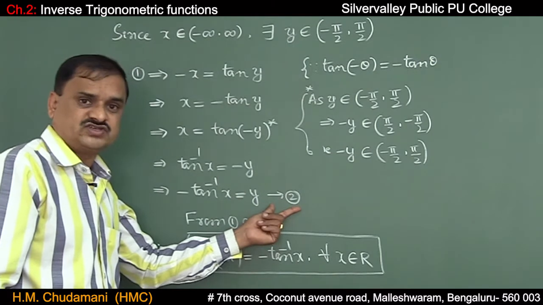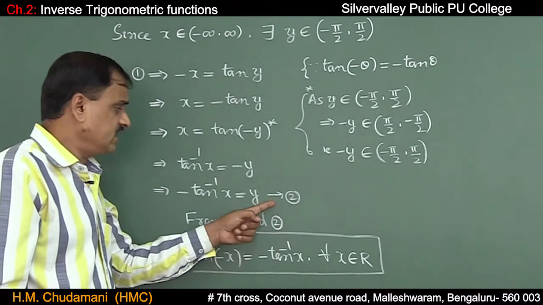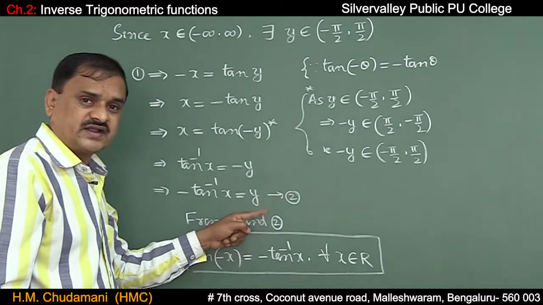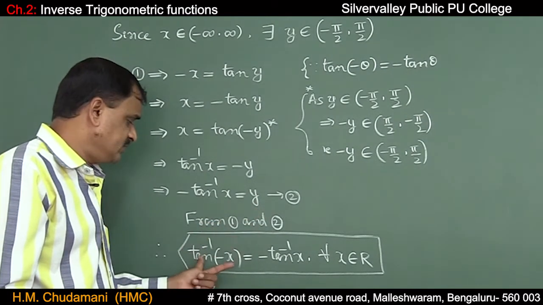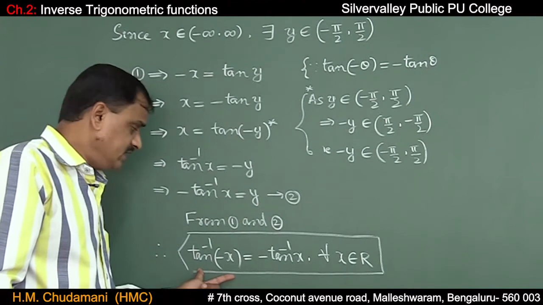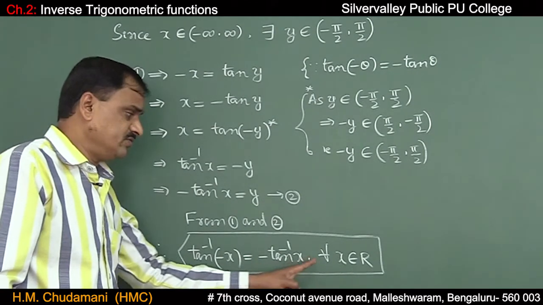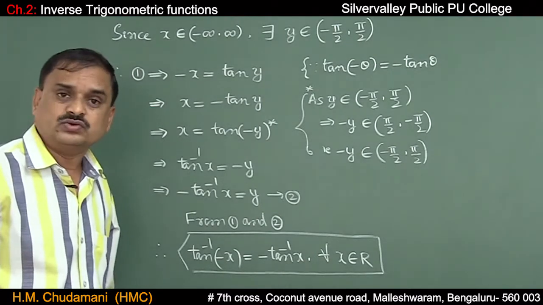Say some equation 2. Okay, so from 1 and 2, both are y only. Since RHS are equal, LHS can be equated. Therefore tan inverse of minus x equals minus tan inverse x for all x belongs to real number.